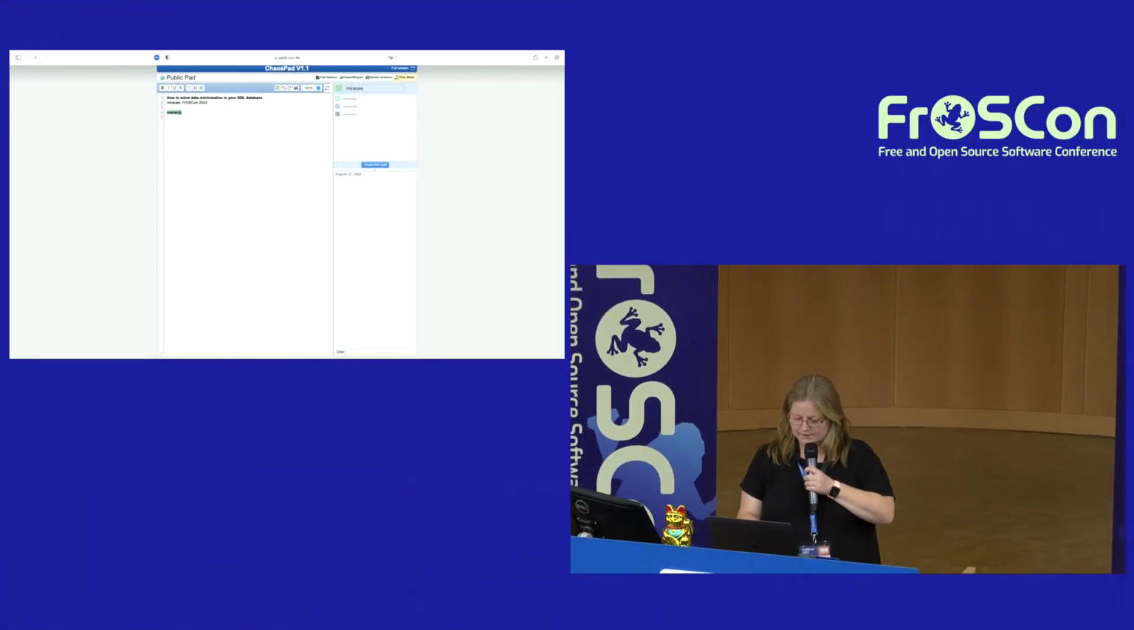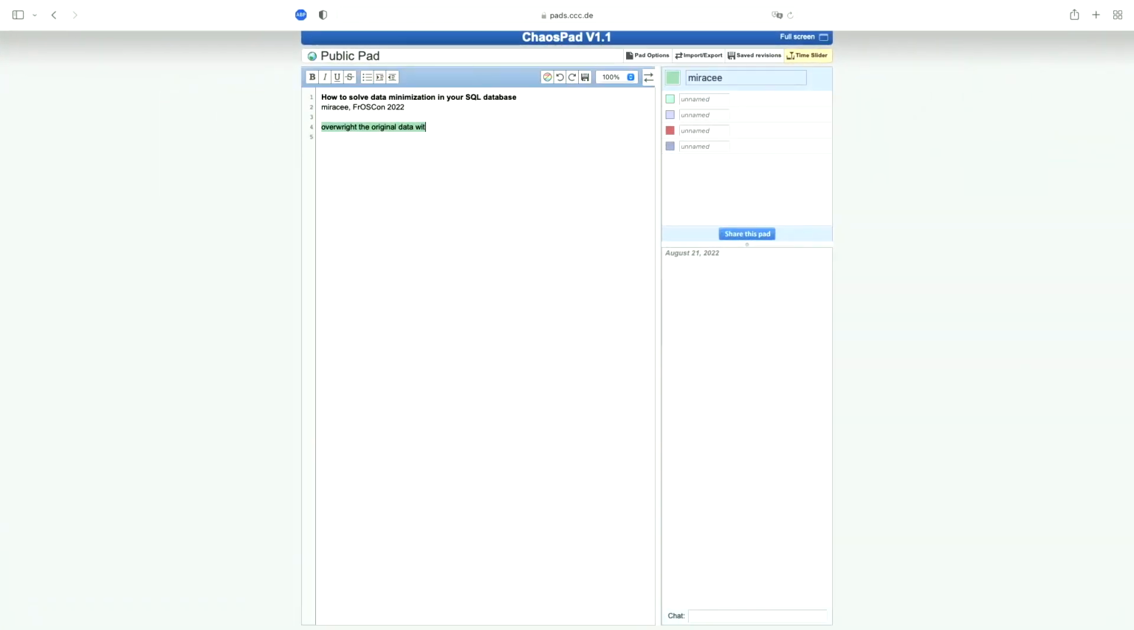But what about overwriting the original data with dummy data? What about a column last updated or something, so that you know how old the data are? This is important too, of course. Okay, yes. What did I write? Overwrite the original data with anonymous dummies. Yes.